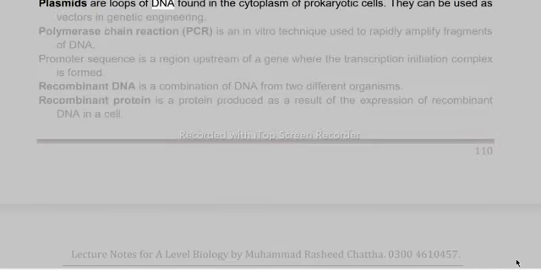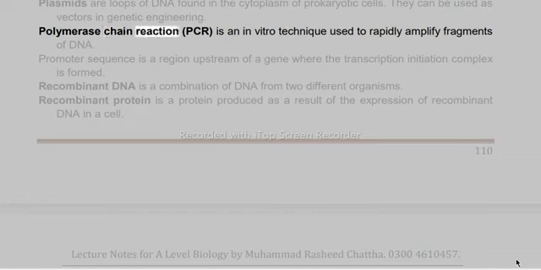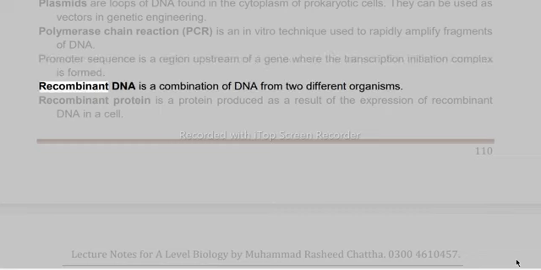Plasmids are loops of DNA found in the cytoplasm of prokaryotic cells. They can be used as vectors in genetic engineering. Polymerase chain reaction, PCR, is an in vitro technique used to rapidly amplify fragments of DNA. Promoter sequence is a region upstream of a gene where the transcription initiation complex is formed. Recombinant DNA is a combination of DNA from two different organisms.